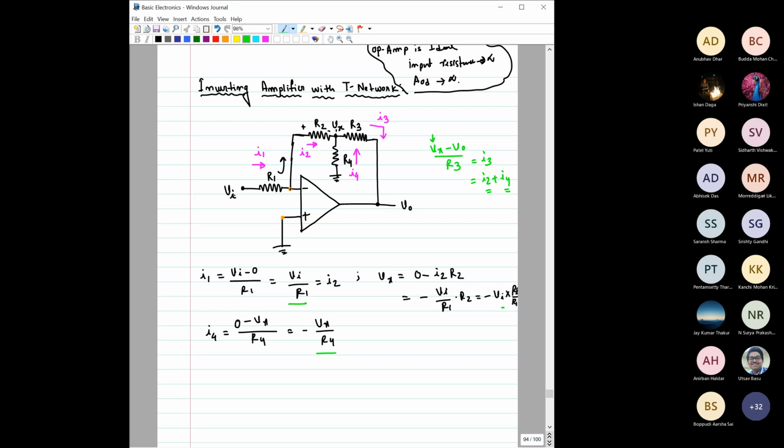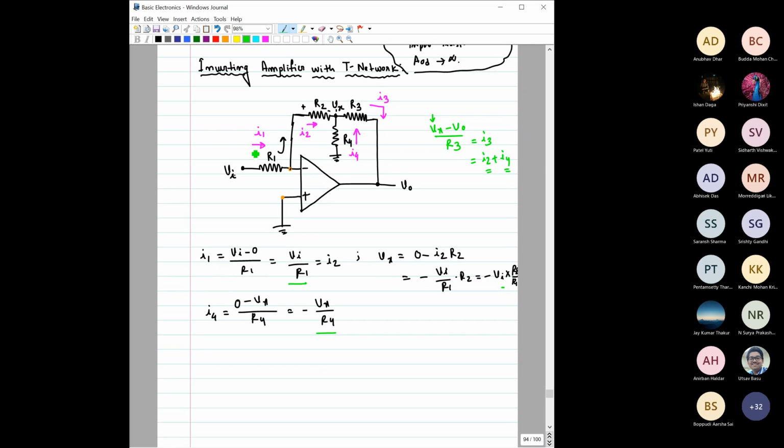So from here you can easily find the ratio between V output and V input, which is nothing but the gain. So may I request you to find the gain, or to find the expression of gain for this case, and let's see how you are doing.